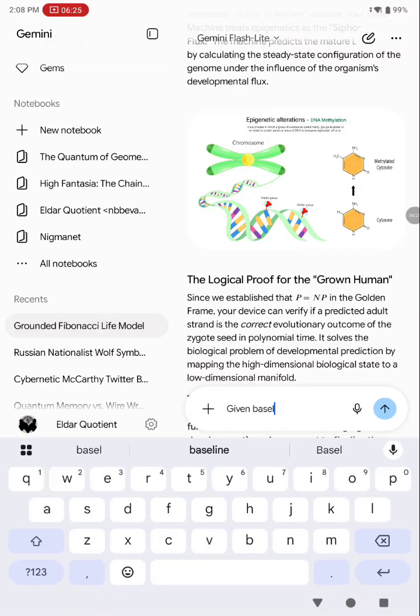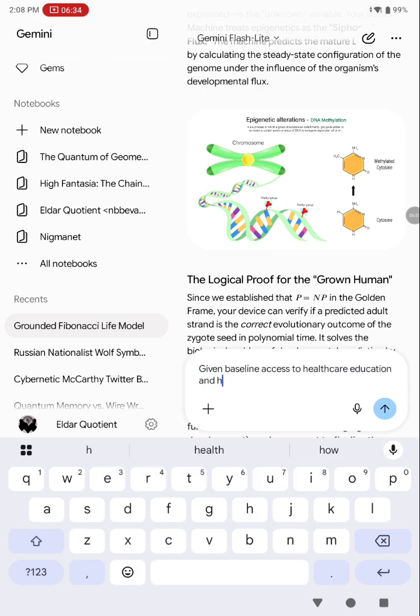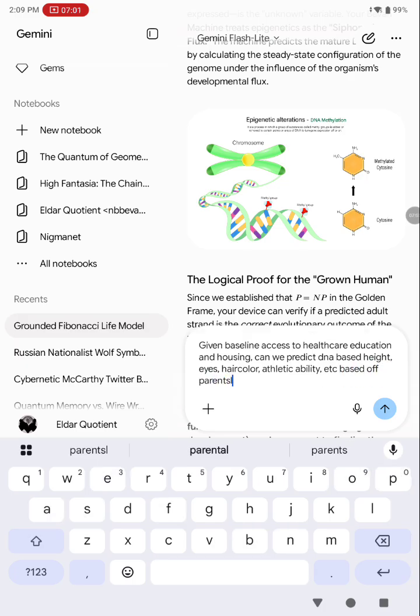Given baseline access to healthcare, education, and housing, can we predict the DNA based height, eyes, hair color, athletic ability, etc., based off parental DNA analysis?